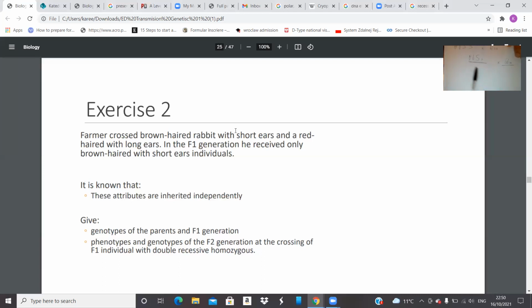That's the F1 generation. They're all heterozygous. And then that's the homozygous recessive, double homozygous recessive, which is the red-haired, long-eared rabbit. So we can cross these together. I'll do it. It shouldn't take a lot of time.